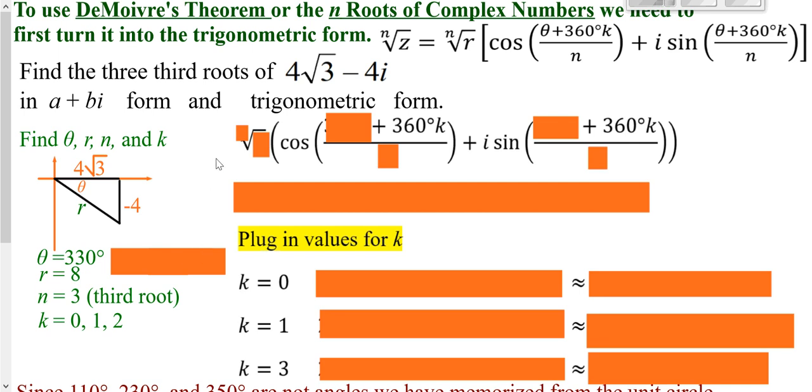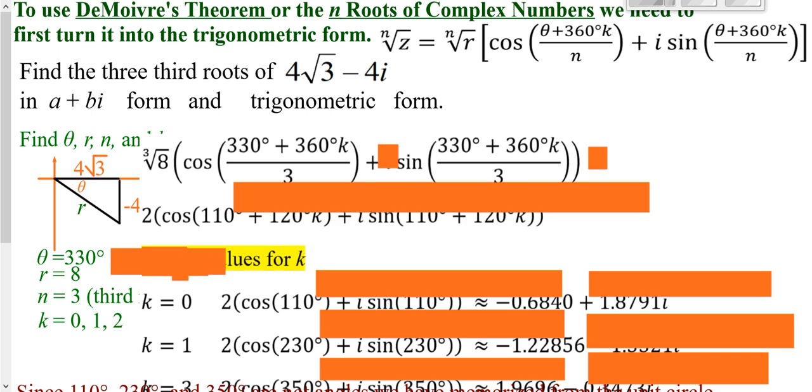So now I come along and plug in what n is, the nth root of r, so it'd be the third root of r, which is 8. Plug in my angle, 330 degrees, put it over n, which is 3.